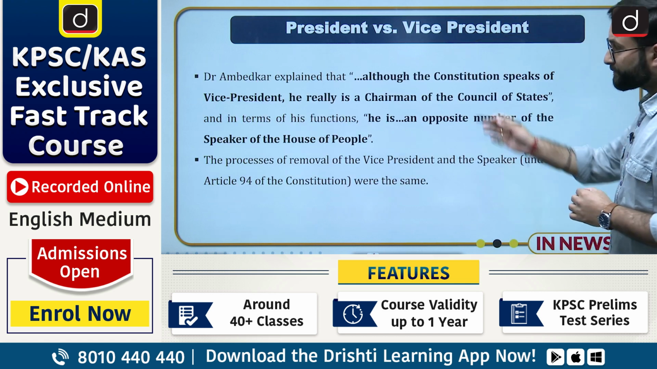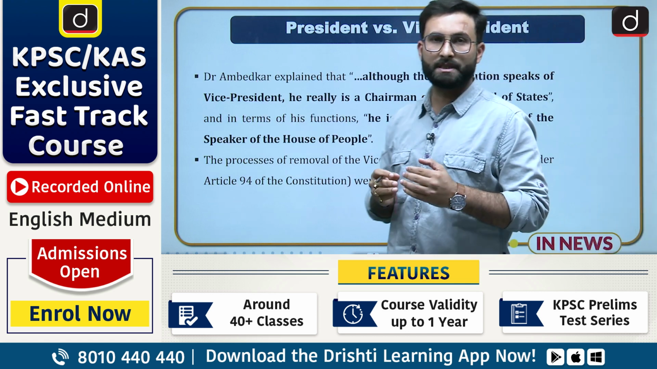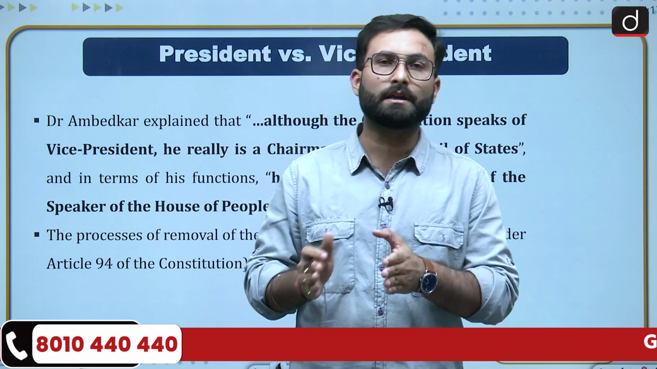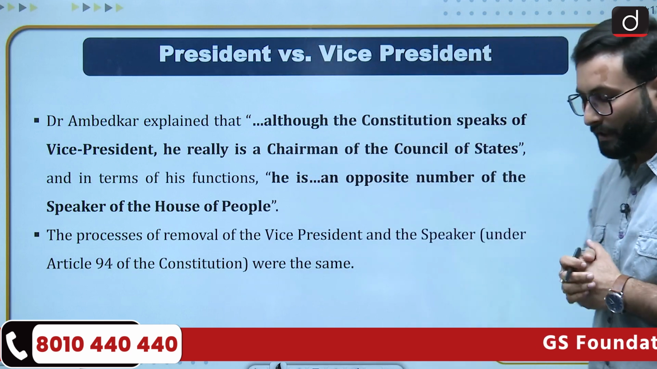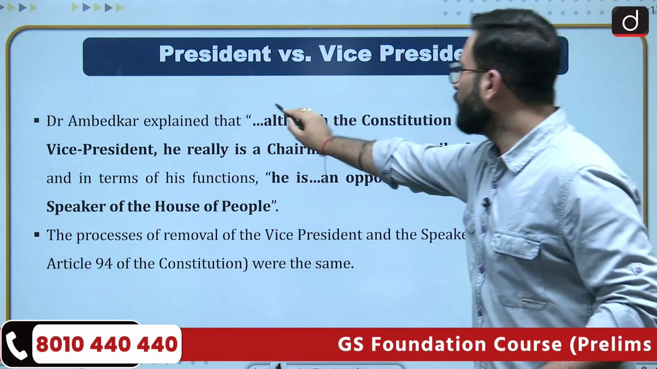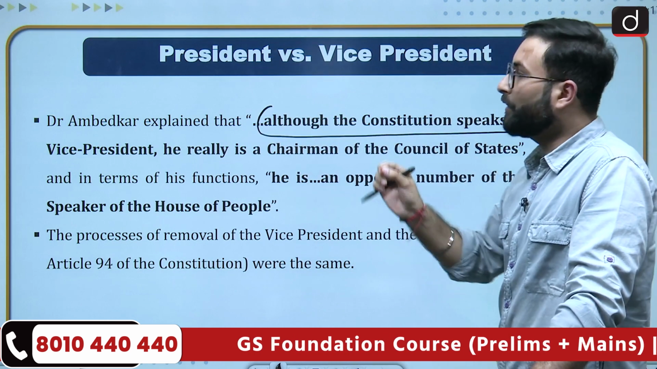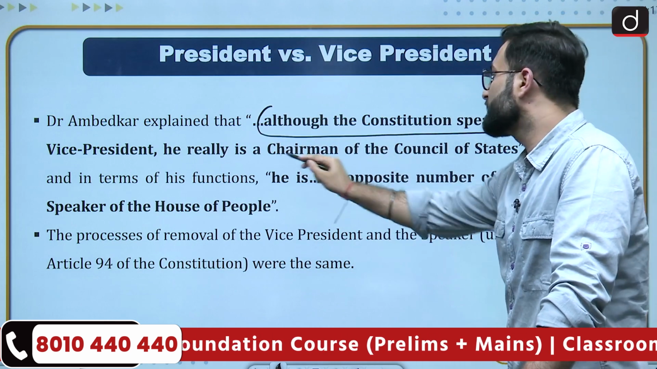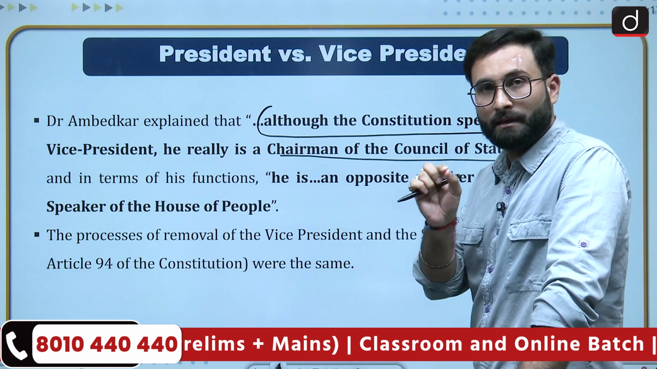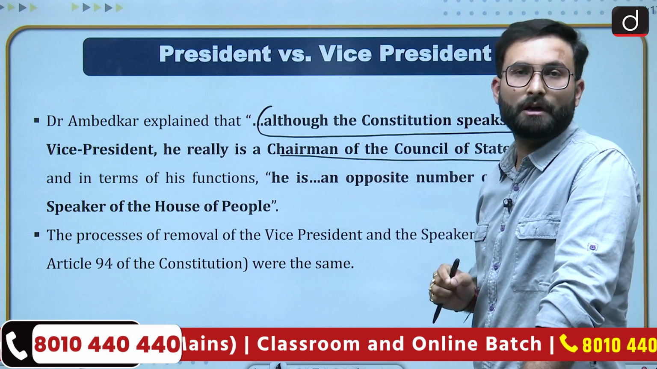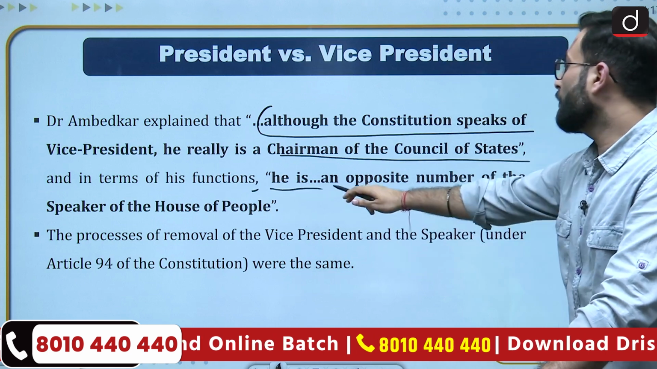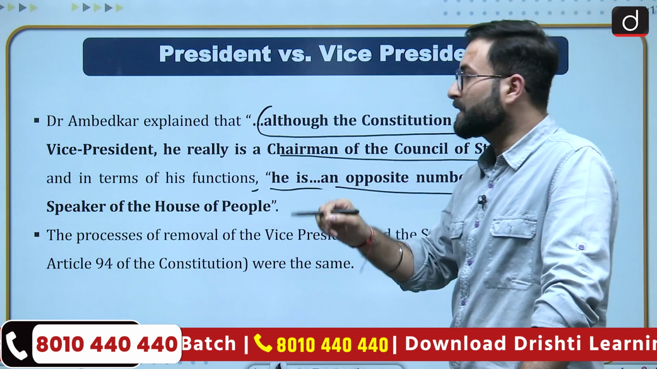Now here you can see, when we are talking about the president and vice president, there is a difference in the majority, and there is a difference in the initiation as well. Dr. B.R. Ambedkar, during the framing of these provisions, said that although the constitution speaks of vice president, he really is a chairman of the Council of States. So basically they are saying that though he is vice president, in reality he is working as the chairman of the Council of State or the Rajya Sabha. And in terms of his function, he is an opposite number of the Speaker of the House of the People.